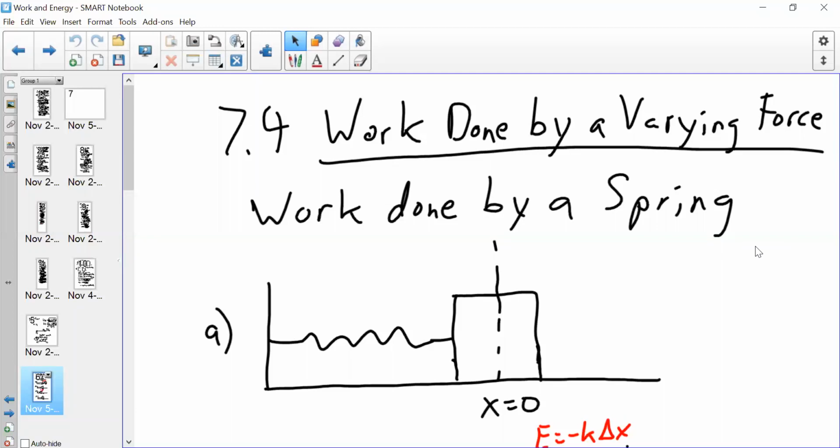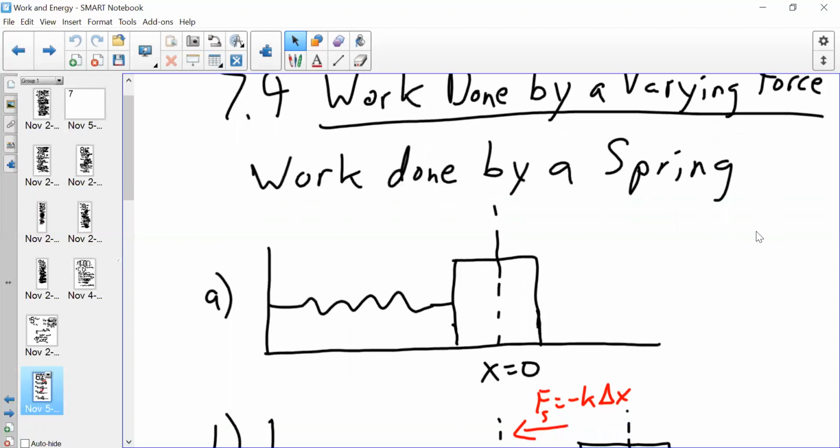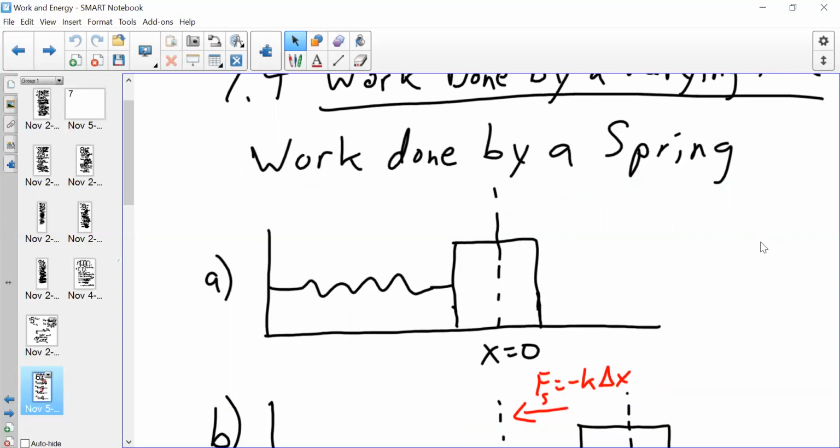So let's introduce that. Section 7.4, work done by a varying force, or in our context, work done by a spring, because we're going to skip the first bit of that as we don't need it everywhere. So let's say that we have a spring resting on a table, a mass-spring system resting on a table, and the mass is at position 0.